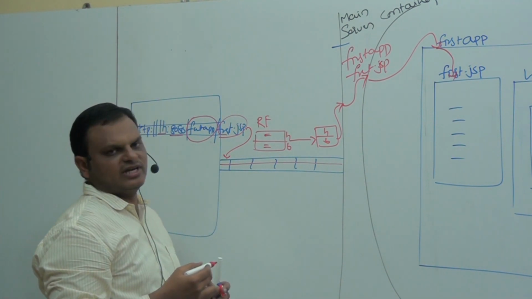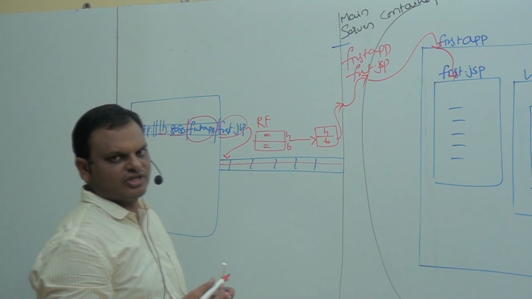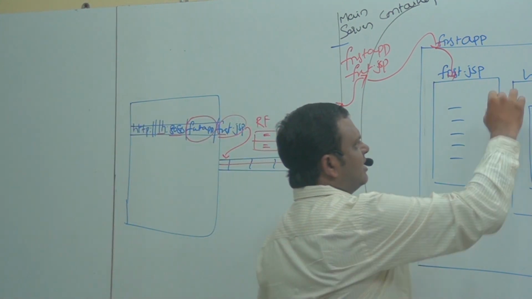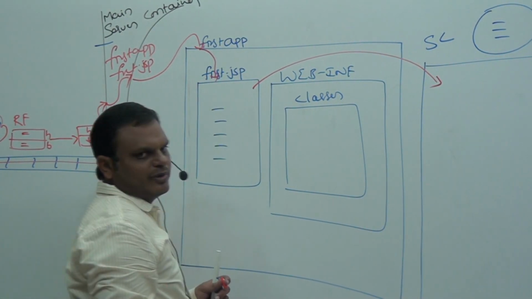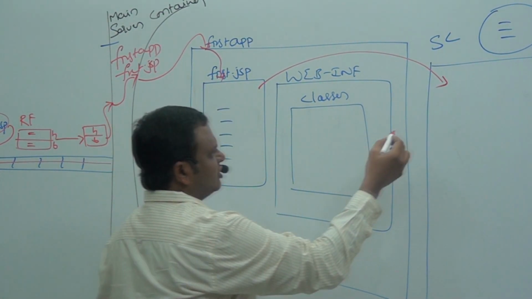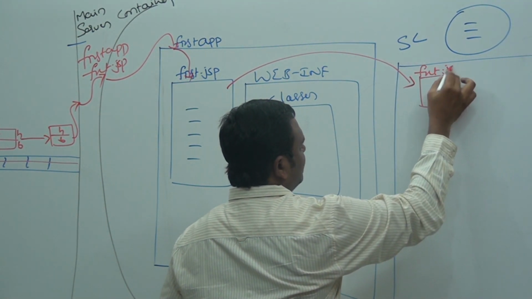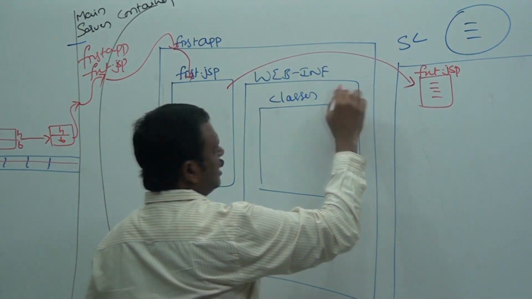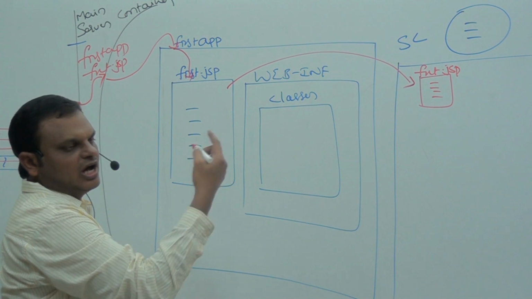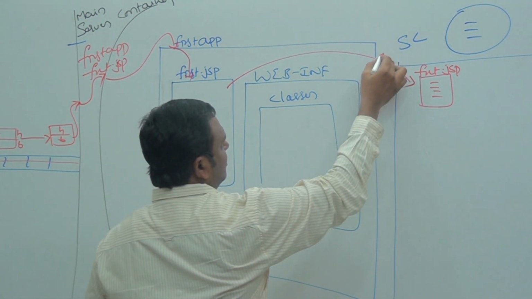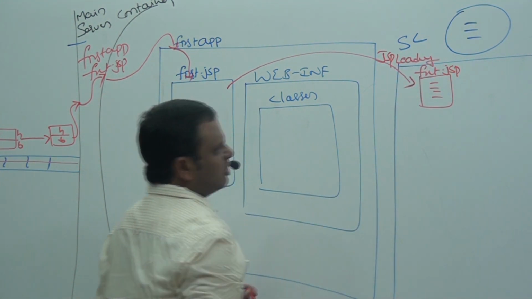Whenever the JSP page is identified under the application folder, the container will take that first.jsp page and directly load that JSP page to the operational memory. This is first.jsp. Now loading that JSP page from the folder structure to the operational memory is nothing but JSP loading. This phase is called JSP loading.